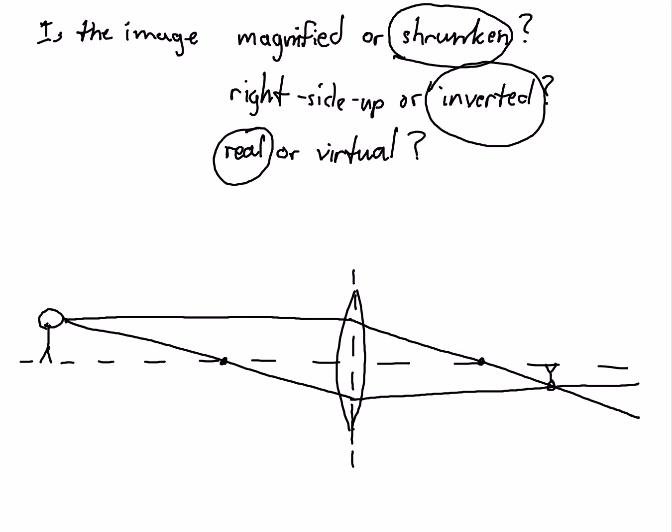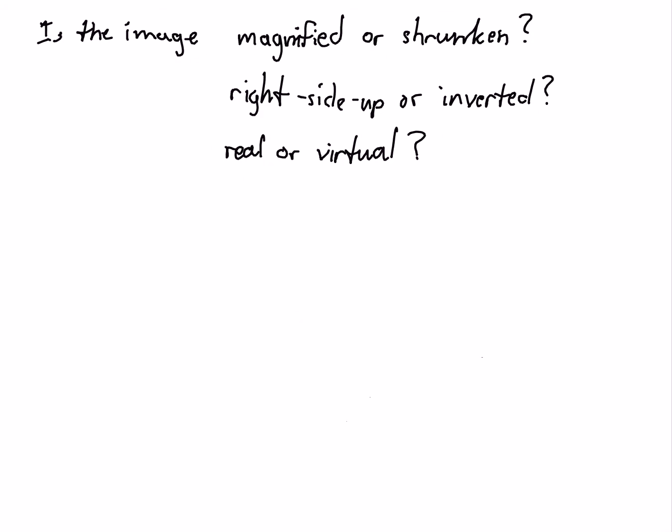It's real because the rays are actual rays intersecting, not just extrapolations of rays. Now let's do some similar homework problems.